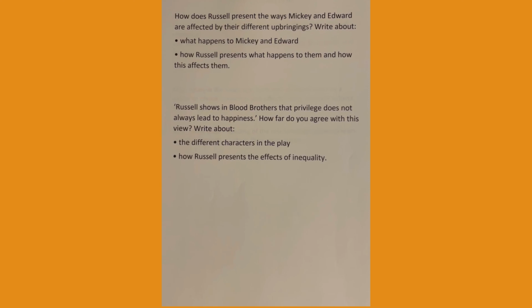For the modern text, you will be given a choice of questions, and generally you will have a choice between a character-based question or a theme-based question. So this is what you could be looking at. How does Russell present the ways Mickey and Edward are affected by their different upbringings? So you have that character, but also the theme there. And then Russell shows in Blood Brothers that privilege does not always lead to happiness. How far do you agree with this view? Again, the clear theme is about that class inequality, but also about whether that leads to happiness or not. So first thing we're going to do is look at the Mickey and Edward question.